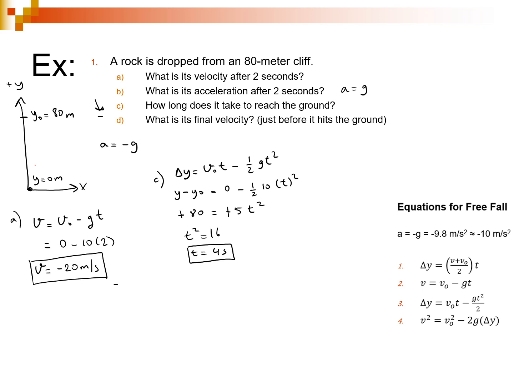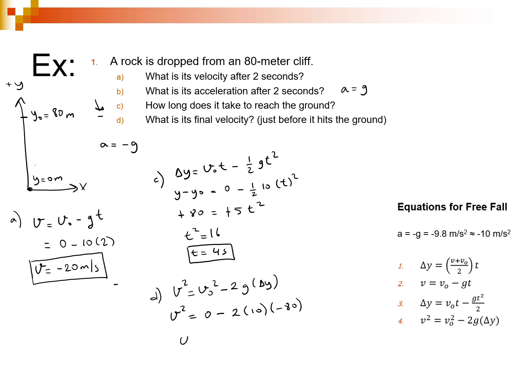And now part D. What is the final velocity? Now at this stage I can use any of these equations because I know the time, I know the displacement, I know acceleration, I know everything. So to add some variety, let's use equation number 4, the timeless equation. So v squared is equal to v original squared minus 2g delta y. Now v squared is my unknown. V original is just nothing, 0, minus 2, 10, and as you see, delta y is negative 80. So that solves my problem.